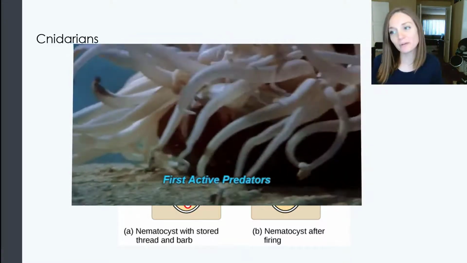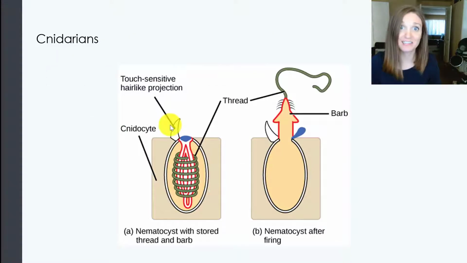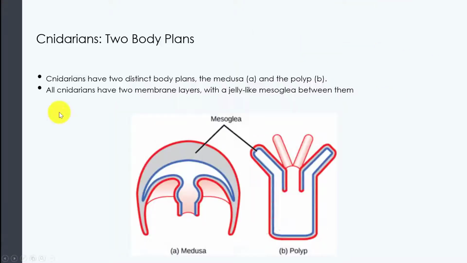So pretty cool if you're kind of stuck in one place, or even if you're just a jellyfish kind of floating around. You can't really necessarily see what you're hunting for the most part, right? So if something just swims by, triggers a nematocyst, and you got your dinner.